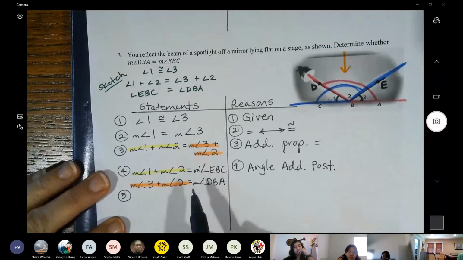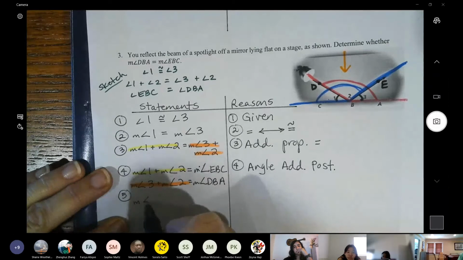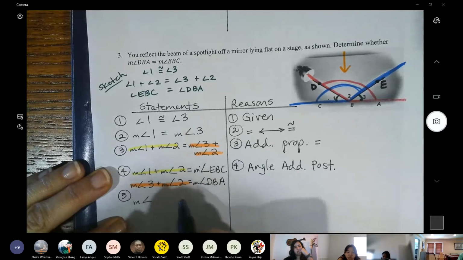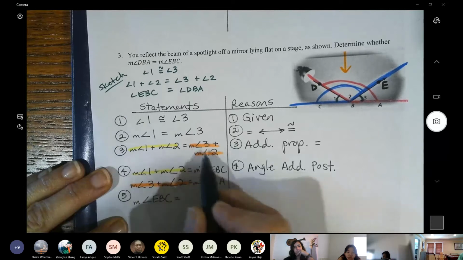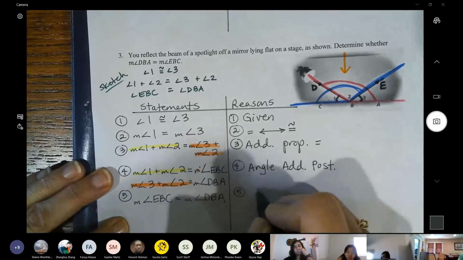You can do it all in one step here. So it's going to be the measure of angle, I'm trying to keep them in the same order. I have 1 plus 2 first, so EBC, and then I have 3 plus 2, so then it's DBA, and that's the substitution property of equality.